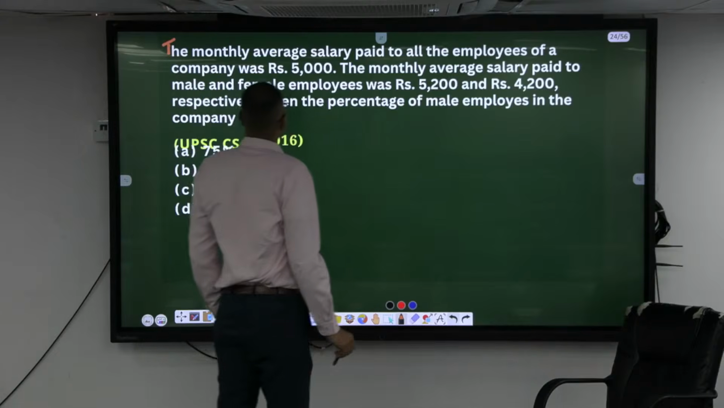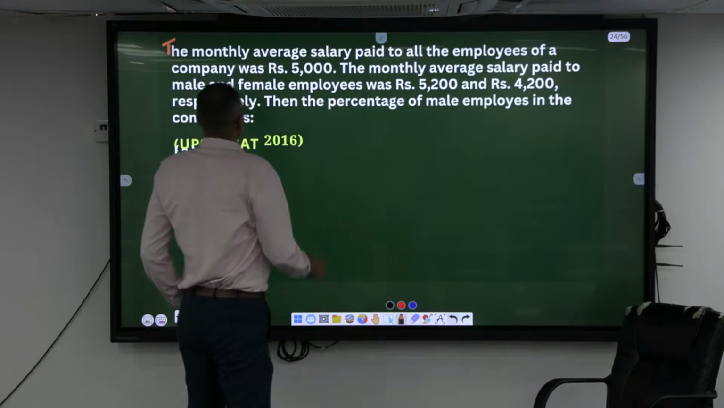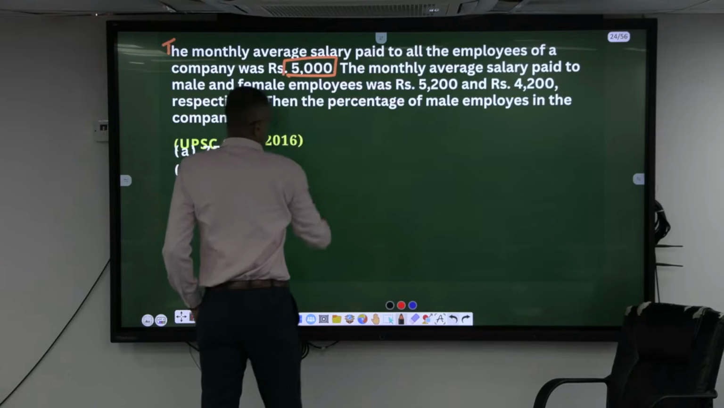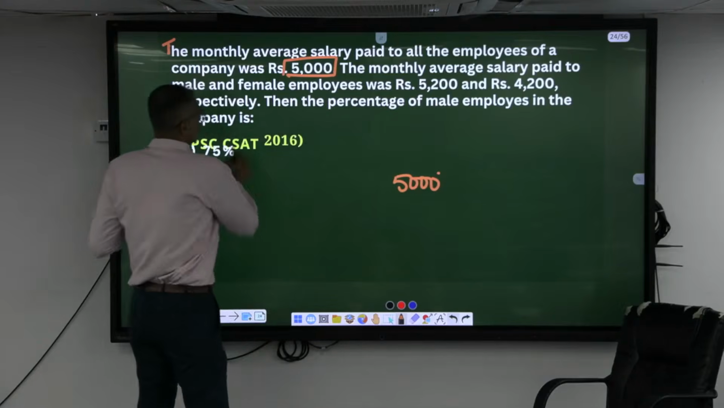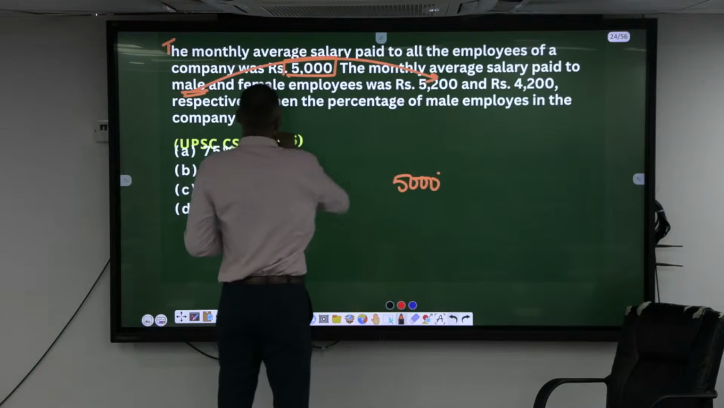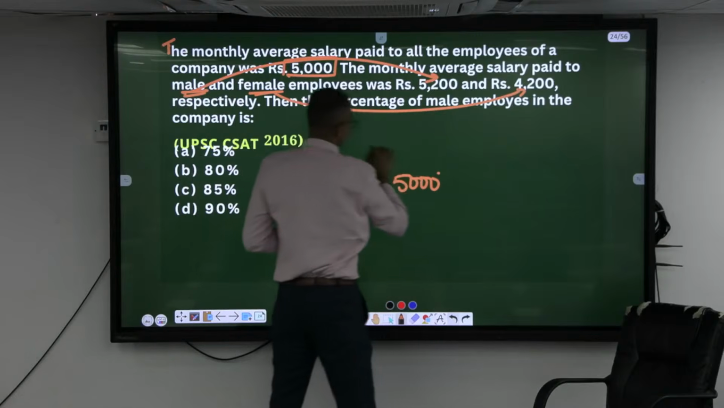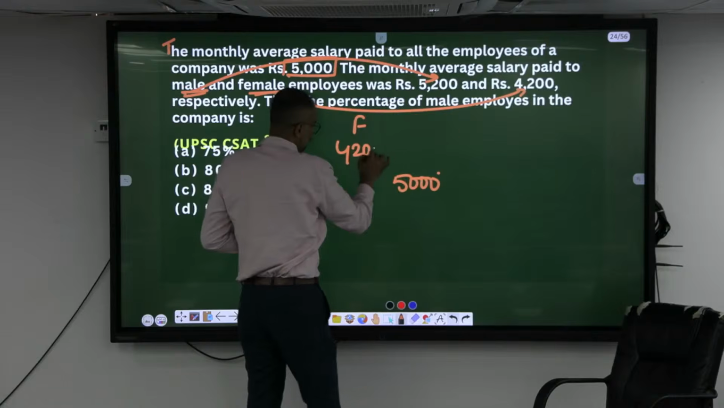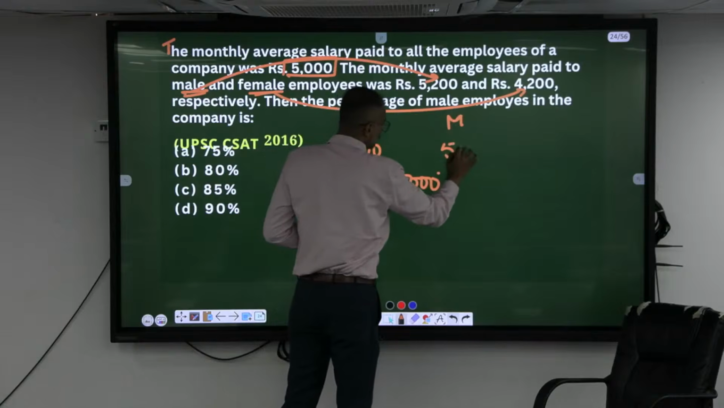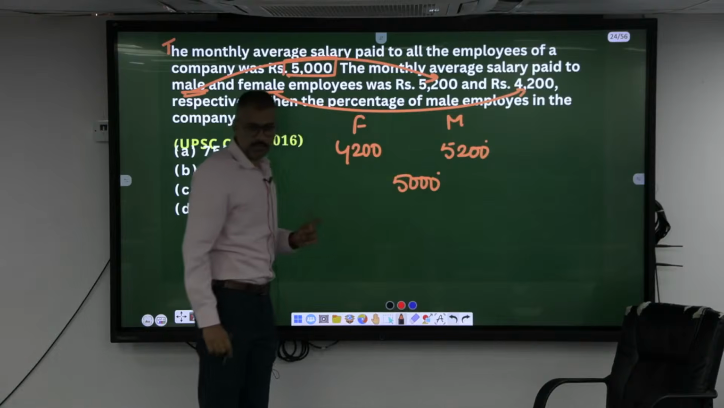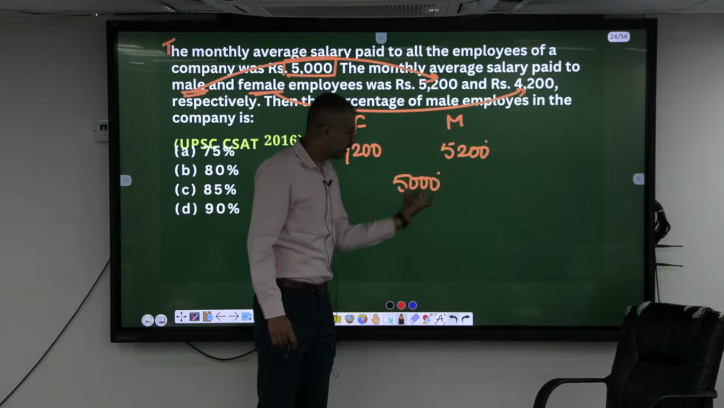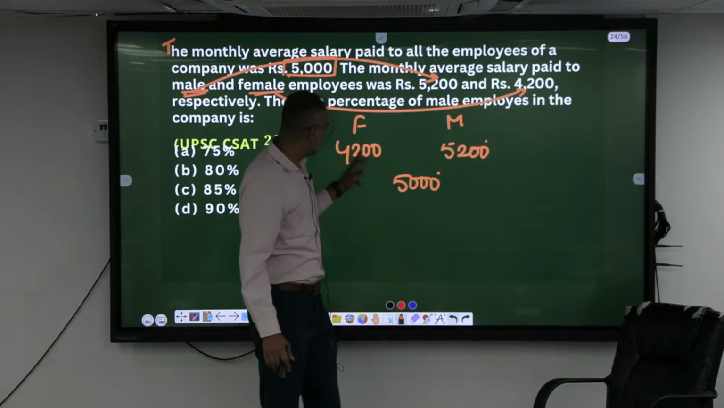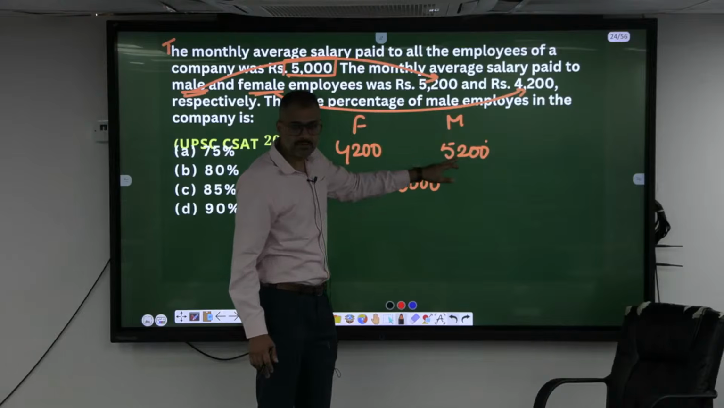Okay, look here everyone. The average salary of all the employees is how much? 5,000. The average salary of male is how much? And female is how much? Okay, female is 4,200 and male is how much? 5,200. Remember, always the average lies between the minimum and the maximum value. Always average lies between this only. Okay, isn't it or not? Now, minimum value is 4,200, maximum value is 5,200.